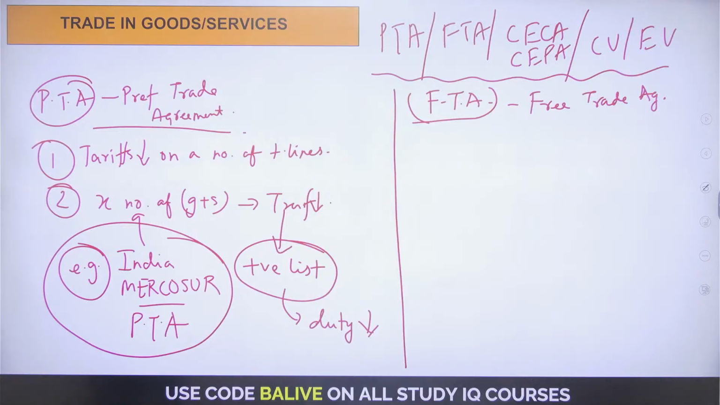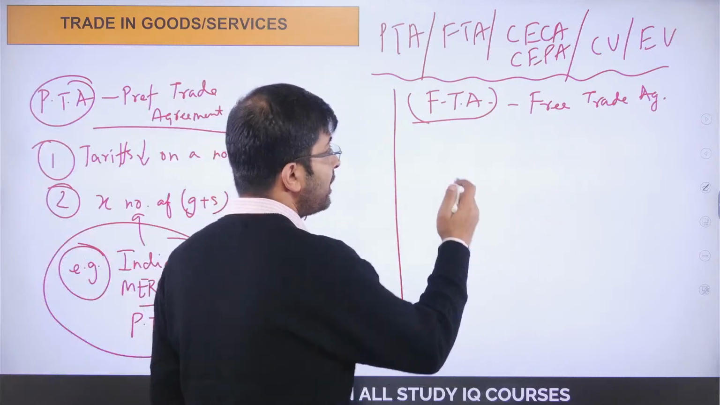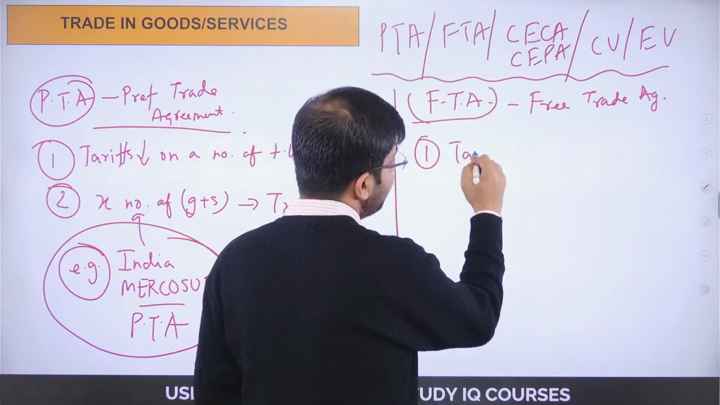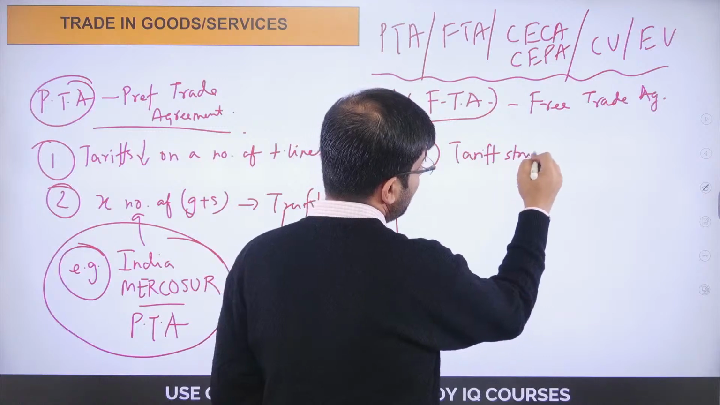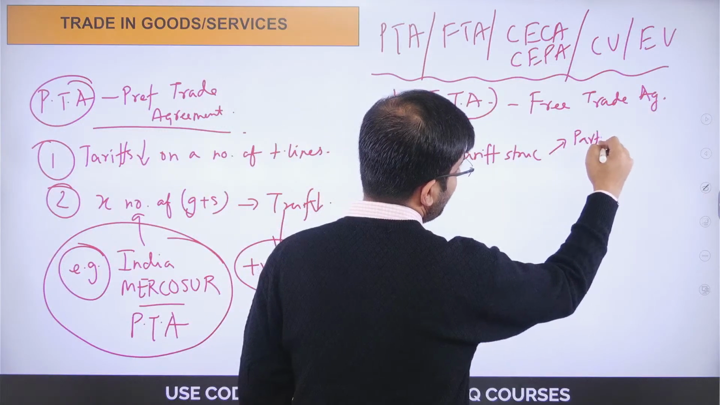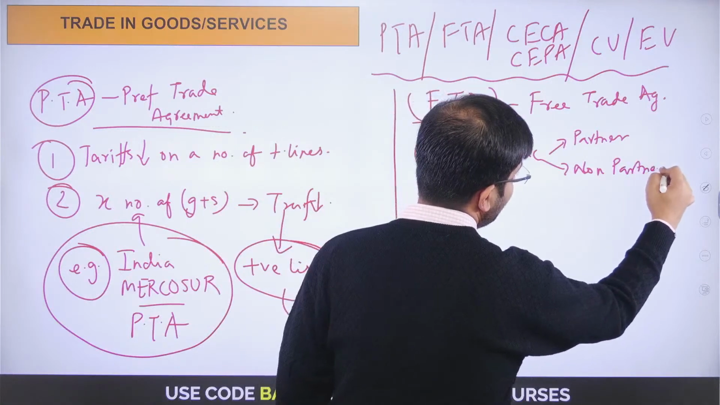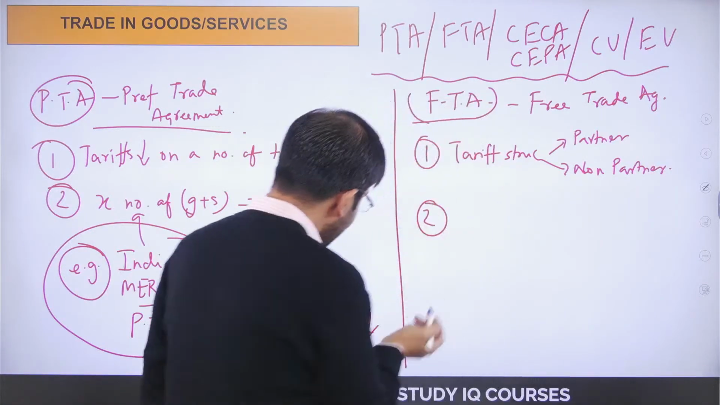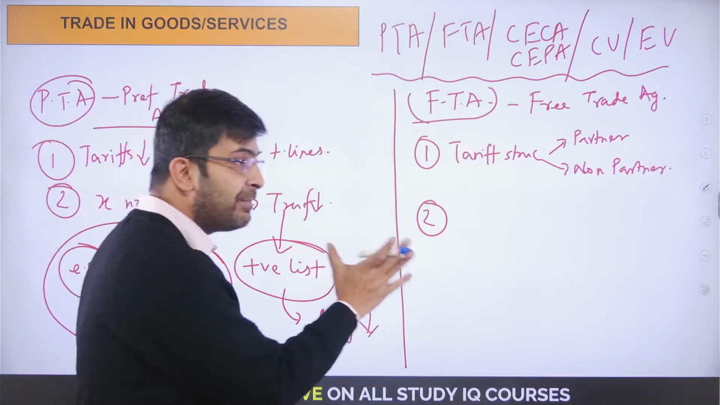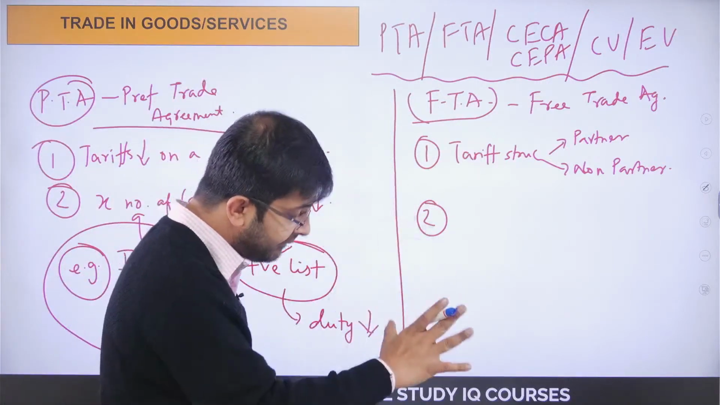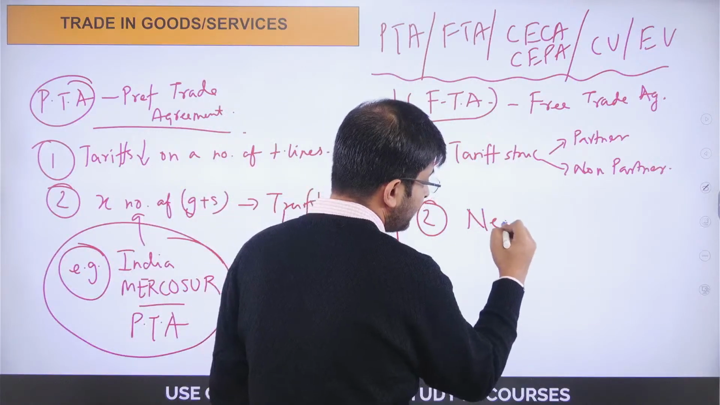Okay. Now, under a free trade agreement, the tariffs are eliminated between partner countries. And you have a different tariff structure for non-member countries, for partner countries and non-partner countries. It will not be the same, obviously. And in this case, as you have a positive list in a PTA, the biggest difference between a PTA and an FTA is that you have a negative list here.